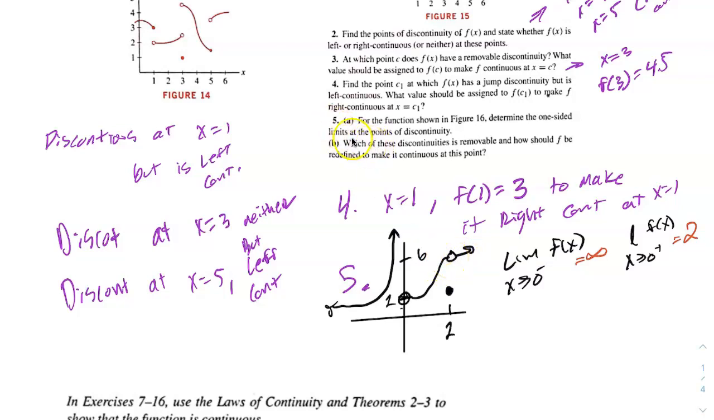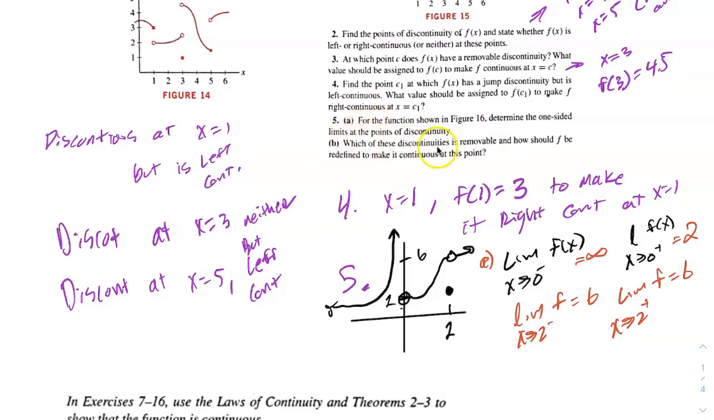So let's go to B. Which of these discontinuities is removable? Okay, so part A here. I should have done limit as x approaches 2 from the left of f is 6. The limit as x approaches 2 from the right of f is also 6. I should have done that. Okay, now we do B.